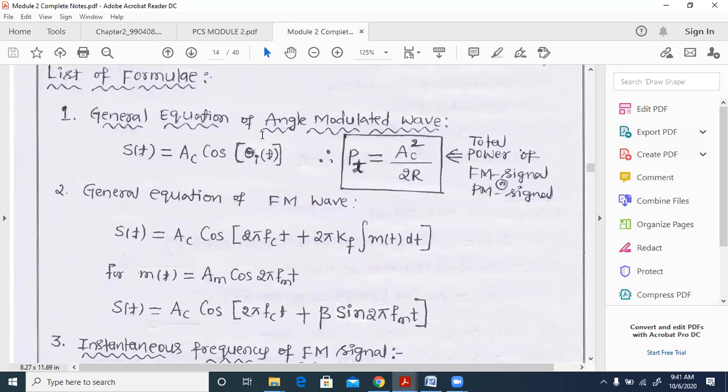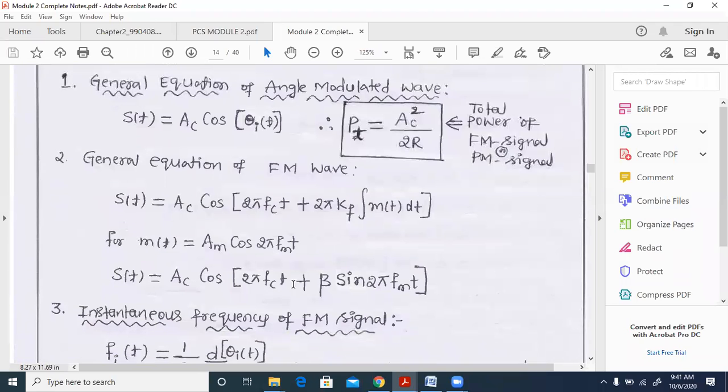So the general equation for the FM wave, where we can replace the theta i(t) by 2 pi fc t plus 2 pi kf integral m(t) dt, where m(t) is the message signal or baseband signal, or the signal which contains the information, or modulating signal, whatever you call it, right? So that m(t) is Am cos of 2 pi fm t. You can try to write this also as this, which is the most used equation rather than this. You can use this or this, either of the two you can use. So this is beta sine 2 pi fm t or 2 pi kf integral m(t) dt.